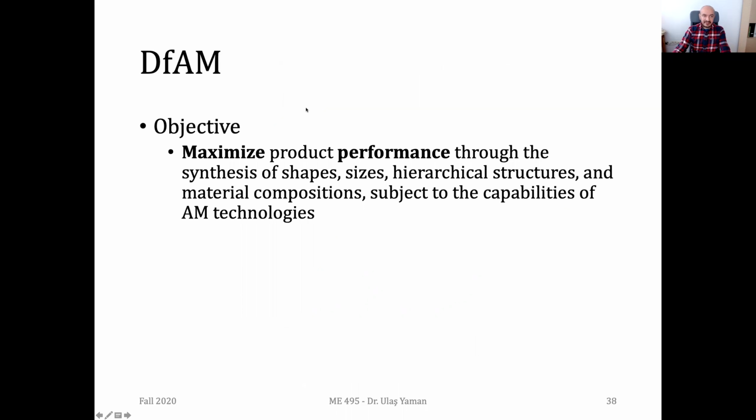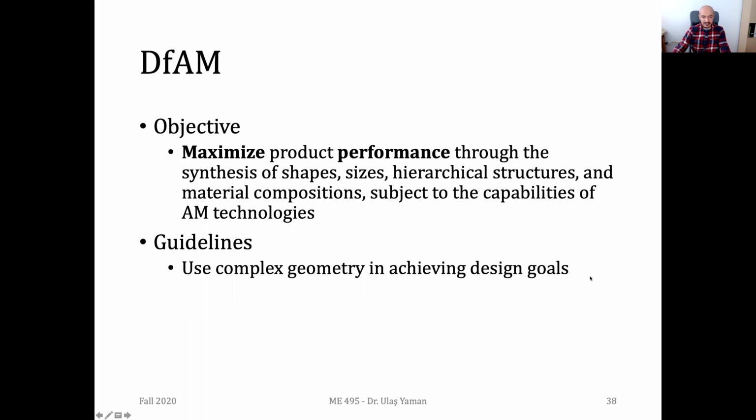So what is the main objective in design for additive manufacturing? We are trying to maximize the performance by doing some synthesis in terms of the shape of your part, the size, the hierarchical structures. You may have some lattice structures in some part or macro structures in other part of your design. You may have material compositions in some part. The density might be lower, but in critical parts, you may increase the density. And if you have such a synthesis of these properties, then that means, yes, you are on the good path. You are designing the part according to additive manufacturing technologies.